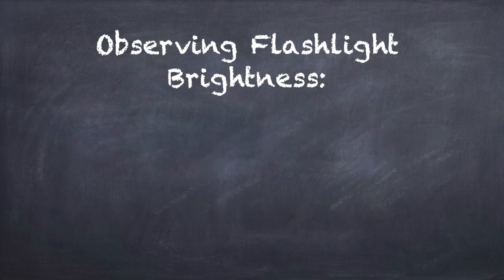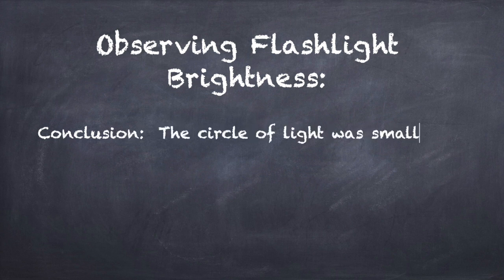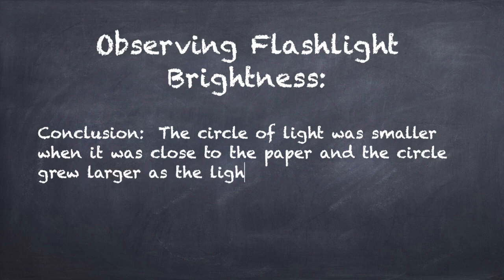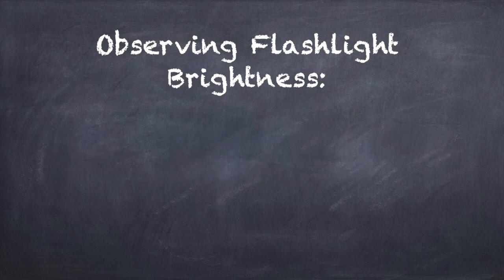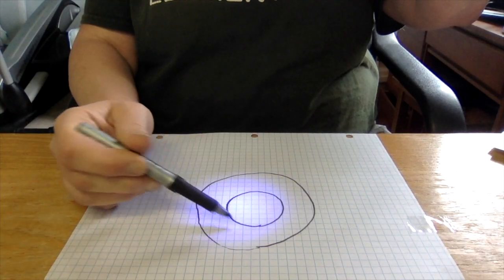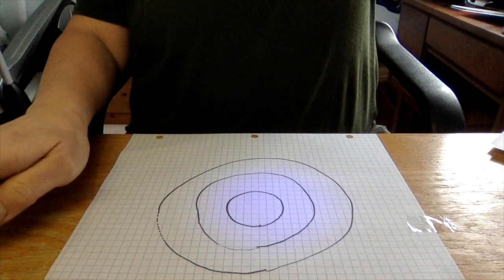We can draw a conclusion from these observations. The circle of light was smaller when it was close to the paper, and the circle grew larger as the light moved away. Now let's look at the brightness of each circle of light. 10 centimeters, 30 centimeters, 50 centimeters.